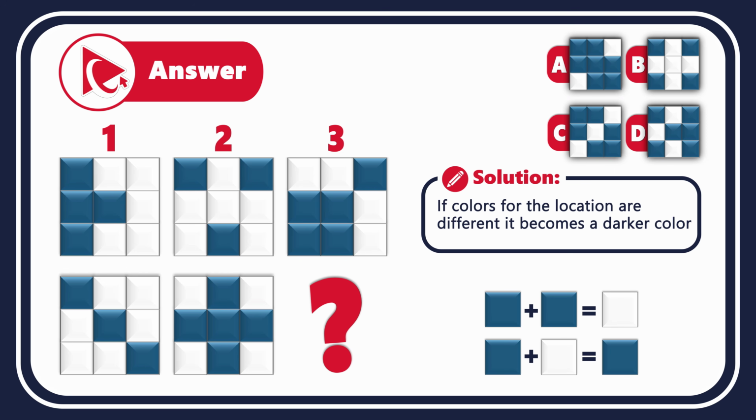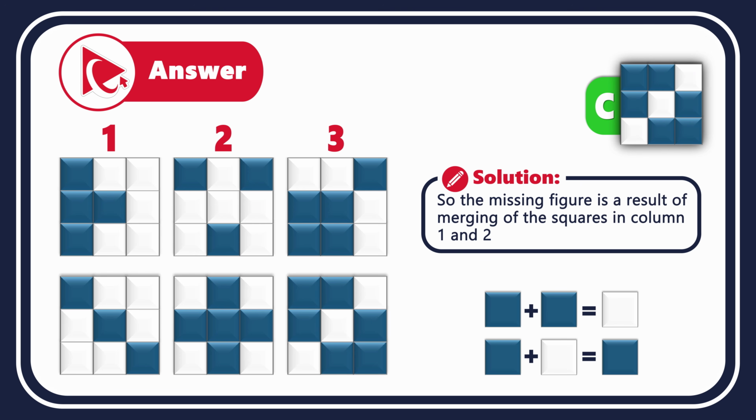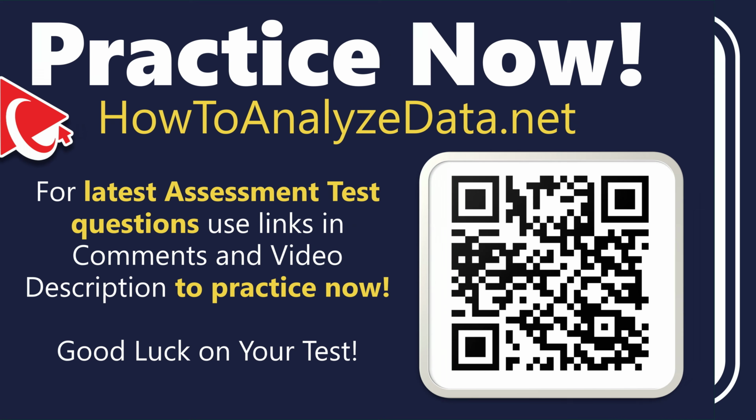And the second merging rule is that if colors for the locations are different, it becomes a darker color. To answer the question, knowing these rules, all you need to do is switch to the row 2 and determine the combination for the column 3. So the correct answer here is choice C, which is a result of the combining small squares in second row for columns 1 and 2.